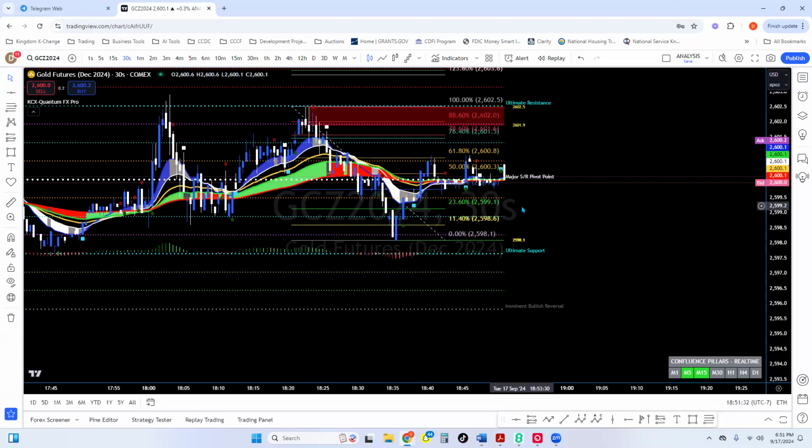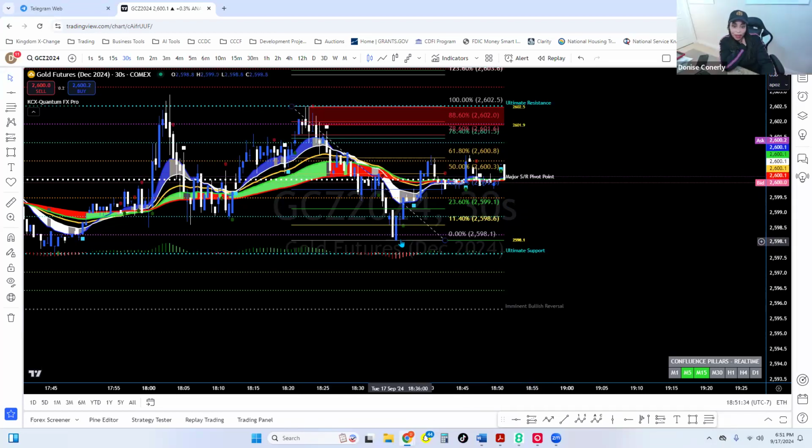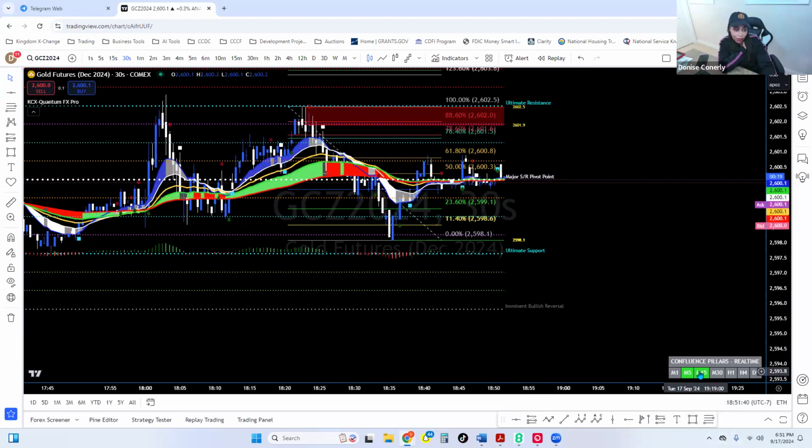It's just back and forth for me. It hasn't made any significant indication of where it's going. And then look at their confluence pillars. They're both green, the ones we have, and everything else is gray. So I'm not even going to take the other trade, because I don't want to force a trade just to get a trade. It's just not giving me what I need.